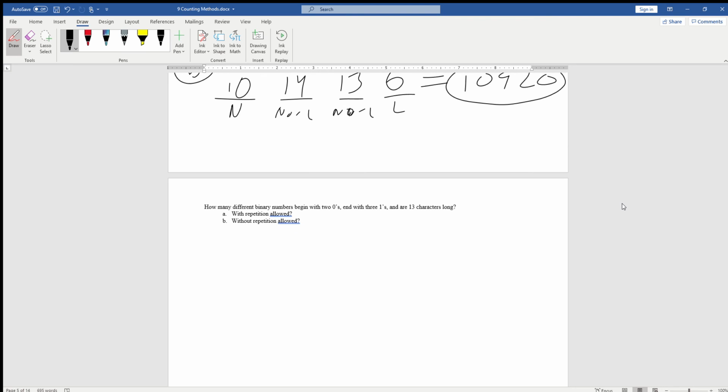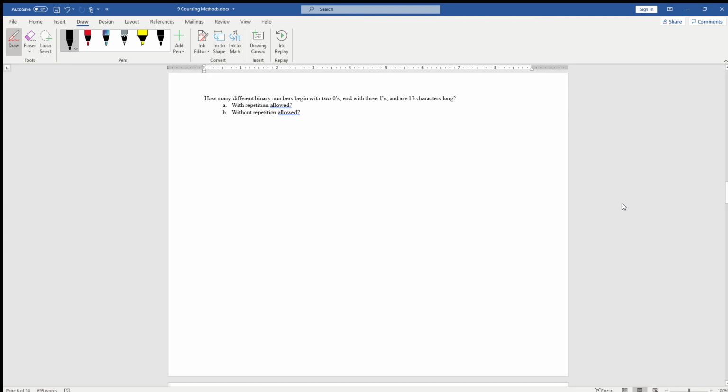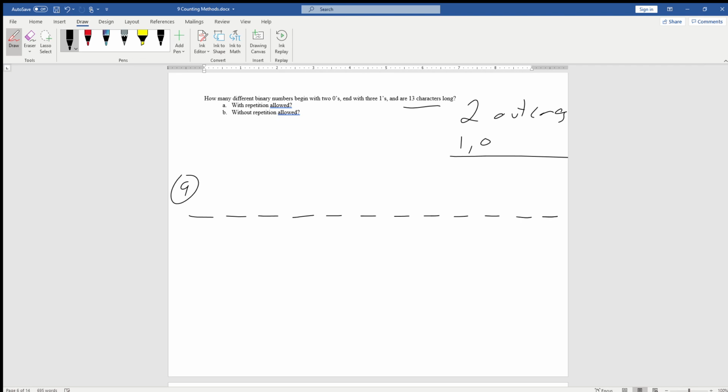One final example with respect to binary. Remember, with binary there are only 2 outcomes: it's either 1 or 0. So that might make it tough to figure out the number of possible outcomes. This time we have 13 characters. For letter A, I'm going to draw the 13 spaces. Notice that for letter A it says repetition is allowed. So on the first draw there are 2 outcomes, and 2 outcomes, and 2 outcomes, and so on.